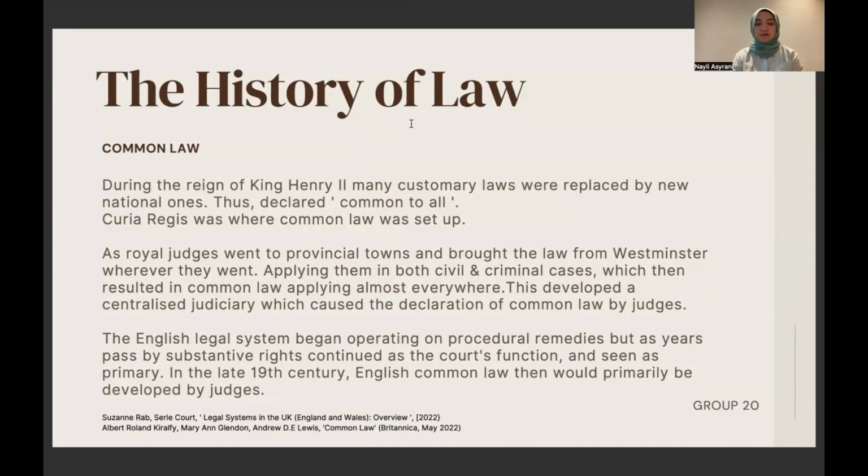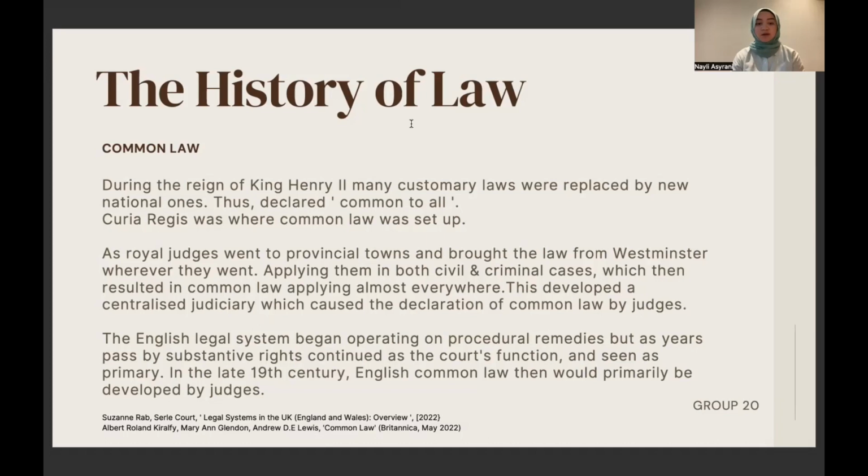Firstly, we'll be talking about the history of common law. During the reign of King Henry II, many customary laws were replaced by new national ones, thus declared, quote, common to all, end quote. Curia Regis was where common law was set up. Royal judges went to provincial towns and brought the law from Westminster wherever they went, applying it in both civil and criminal cases, which then resulted in common law applying almost everywhere. This developed a centralized judiciary, which caused the declaration of common law by judges.